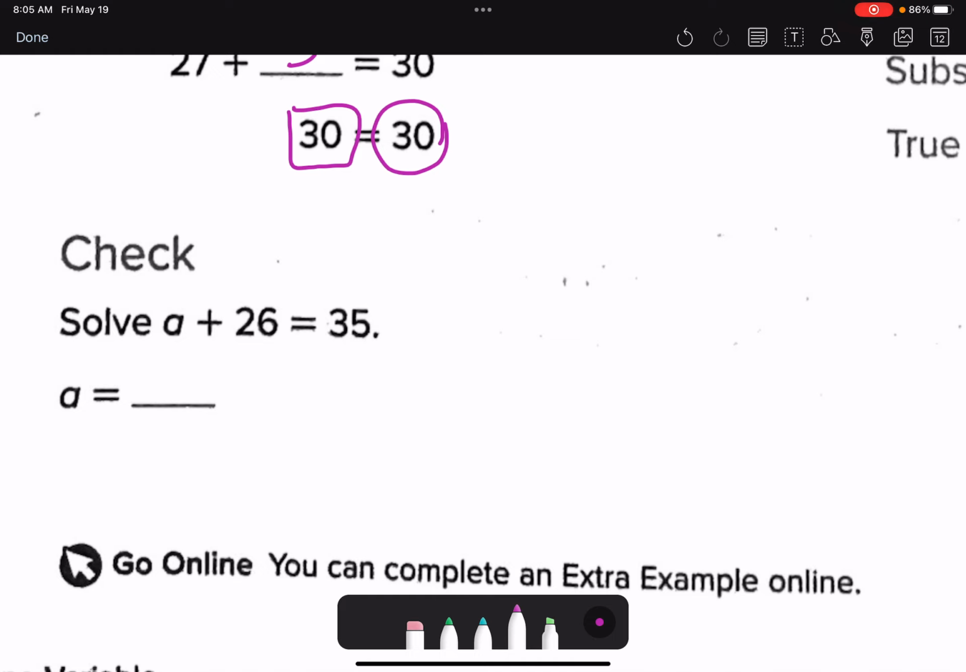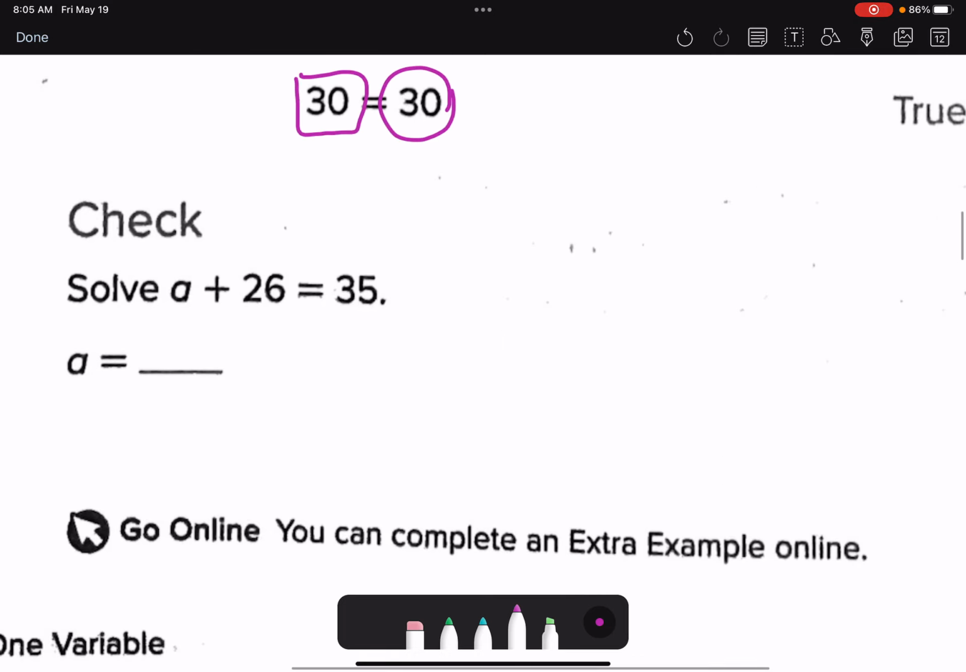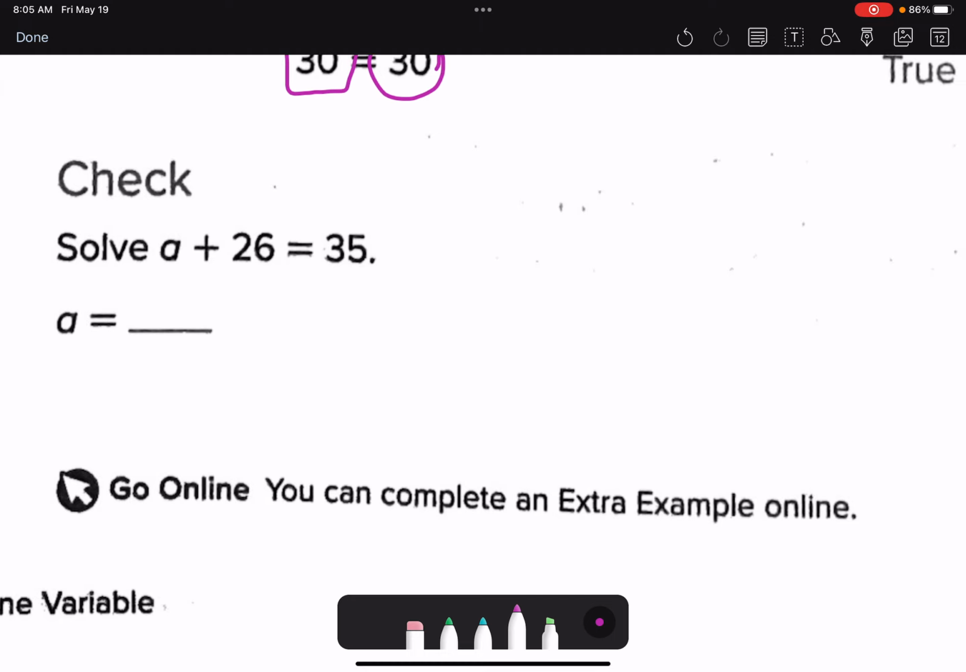Okay, let's see if you got it correctly. So I have a plus 26 equals 35. Step number 1, any like terms on the left? Nope. Any like terms on the right? Nope. I am going to go ahead and look at my variables. I only have 1. I don't need to move anything. Step 2, I'm going to go ahead and move the numbers, my variables on the left. So that means everything on the left has got to move to the right. We're moving it to the right.